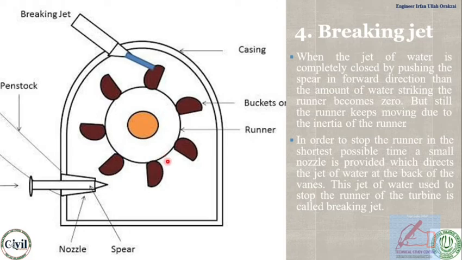How to stop it? In order to stop the runner in the shortest possible time, a small nozzle is provided which directs the jet of water at the back of the vanes. This jet of water used to stop the runner of the turbine is called the braking jet. So this is the braking jet, which is used to brake the turbine after stopping the operation.